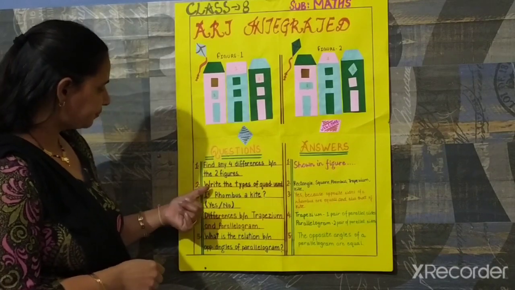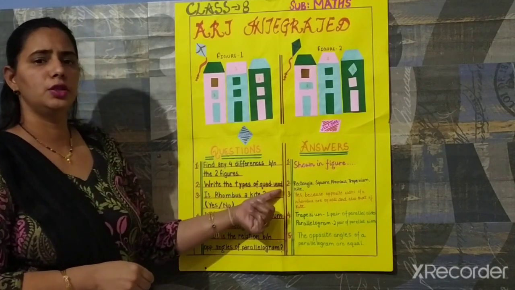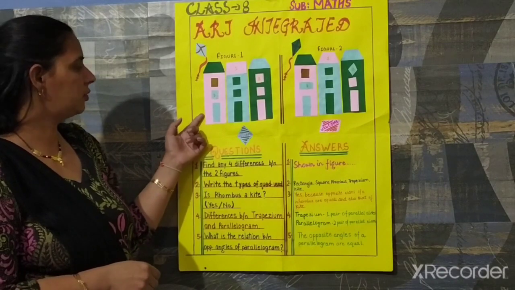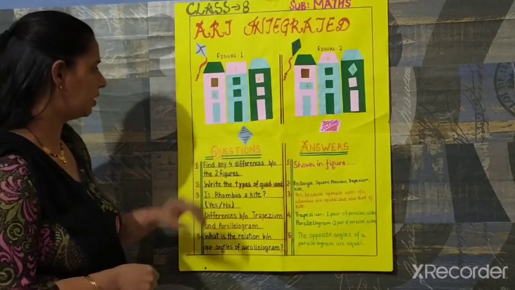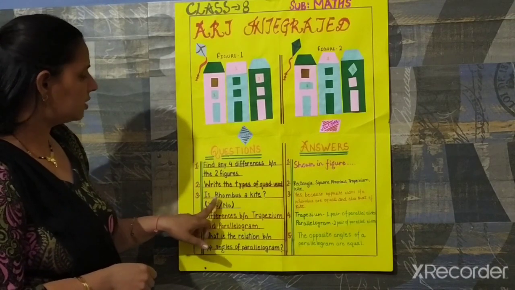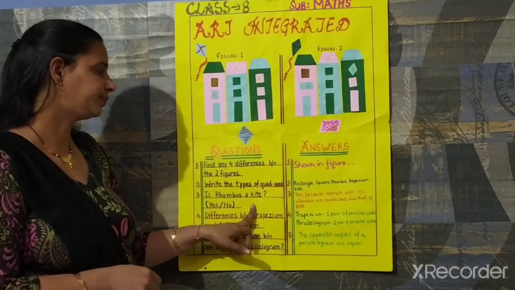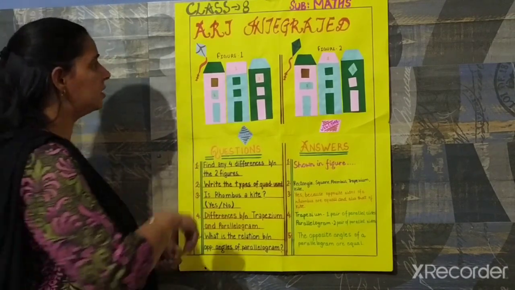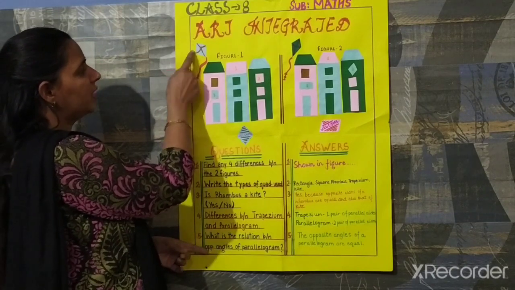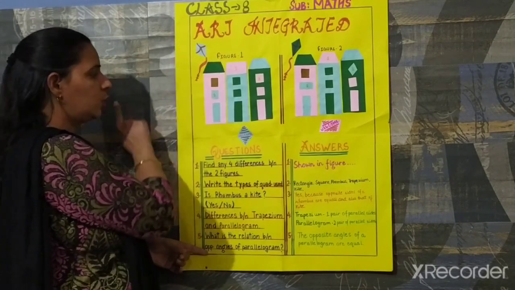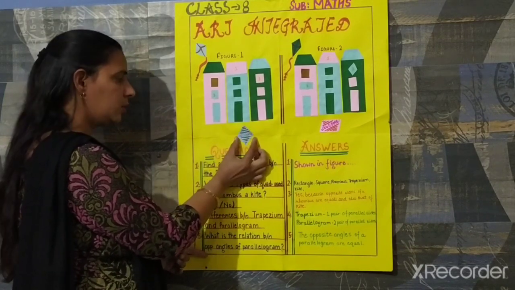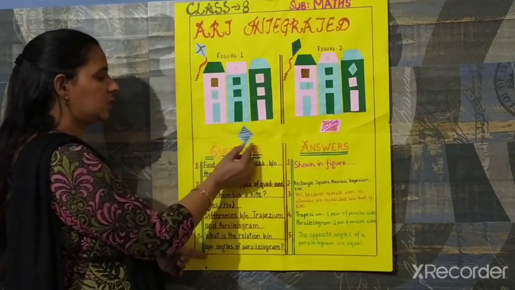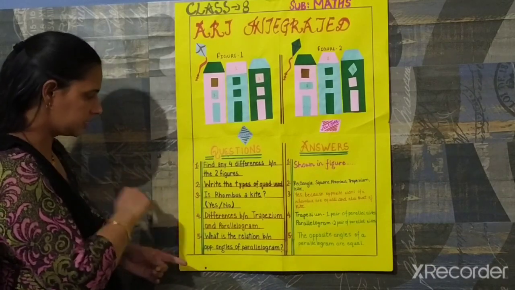Next I have written: write the types of quadrilaterals used. What types of quadrilaterals have you used here? Rectangle, square, rhombus, trapezium, kite, all of them are used here. Second: is a rhombus a kite? Yes. What is a kite? A kite is a quadrilateral having 2 pairs of adjacent sides equal. In a rhombus also you can see this pair of adjacent sides equal and these are also equal. So yes, a rhombus is a kite.